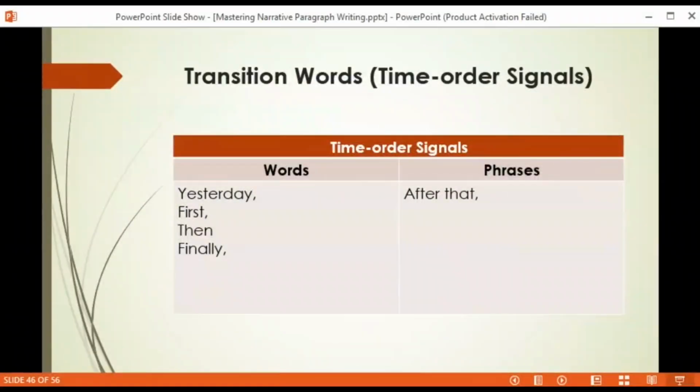The transition words, the time order signals we have in the narrative paragraph, baking a cake, are yesterday, first, then, finally. The phrases are after that. You are going to use these time order signals, phrases and words while writing your narrative paragraph. Next slide, please.